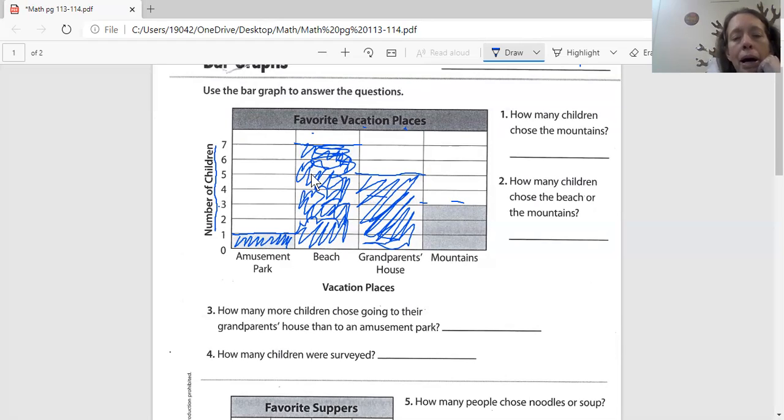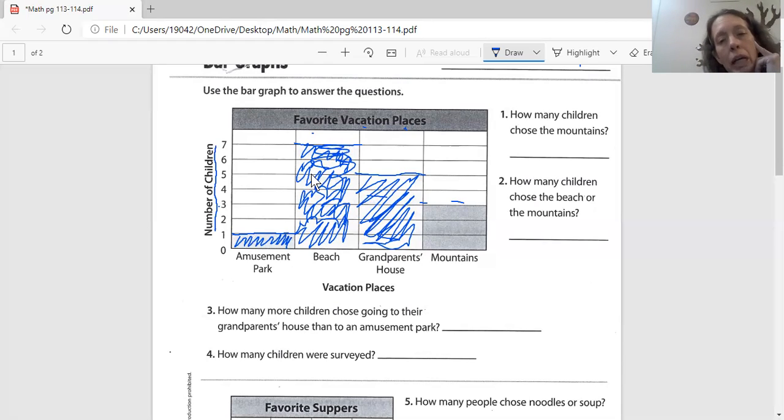Likewise, there's a title at the bottom. It says vacation places, or rather a label, not necessarily a title. And this label says vacation places. And that means that this part of the graph is going to tell me what my choices are, what the vacation places are that were asked about in the survey that got this information. Okay? So we can tell that the places that were chosen were amusement park, beach, grandparents' house, and mountains.